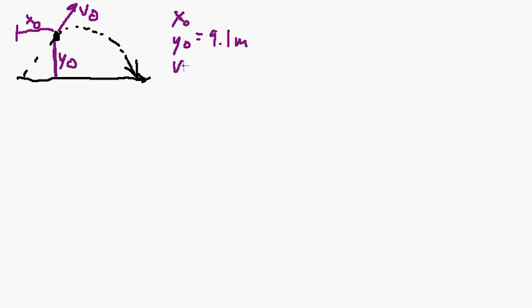And V naught for me equals 7.7i plus 7j meters per second. 7i hat plus 7j hat meters per second. And they want us to find out all kinds of interesting things about this. So let's start with part A. To what maximum height does the ball rise?